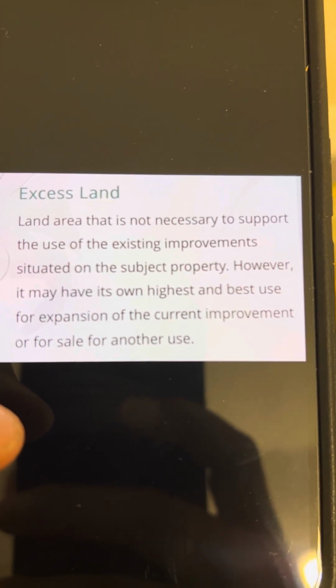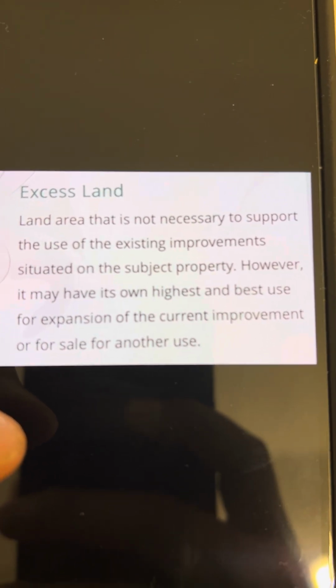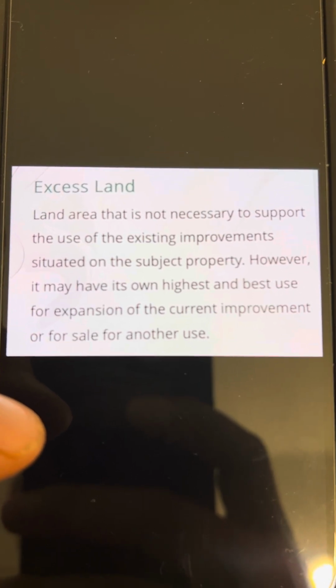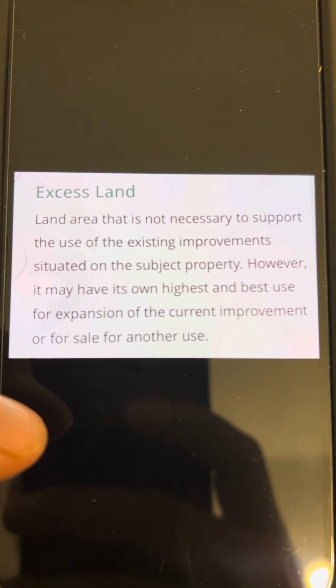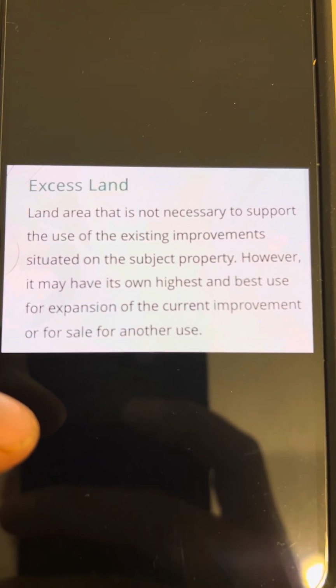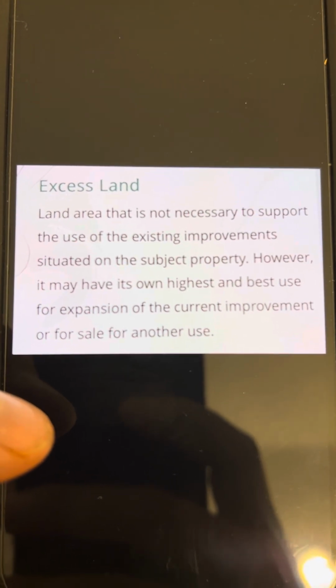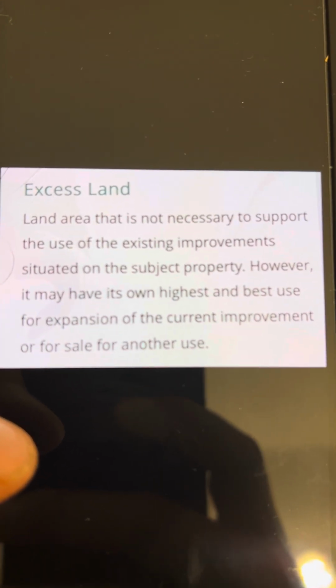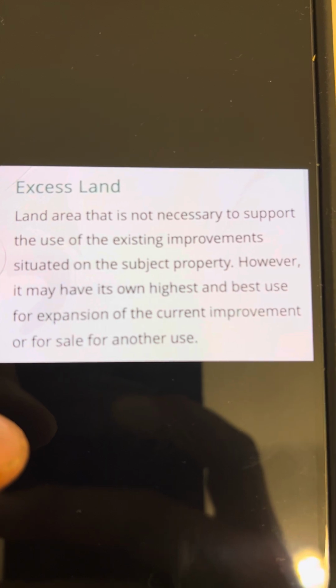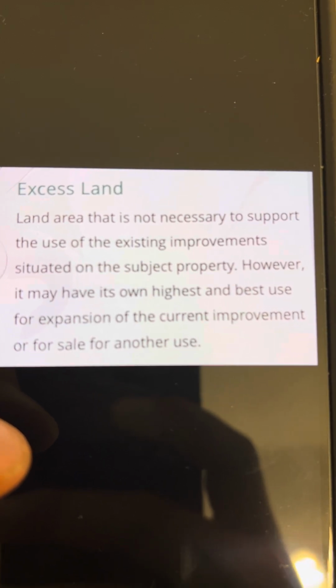Number 7, land area that is not necessary to support the use of the existing improvements situated on the subject property. However, it may have its own highest and best use for expansion of the current improvement or for sale for another use. The answer is excess land.